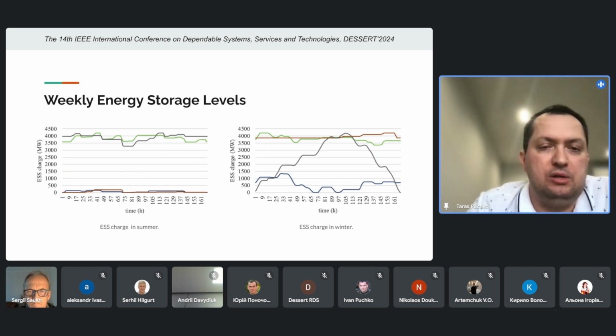Here we have the weekly energy storage trends for the energy storage systems. The graph on the left represents the summer season, while the one on the right shows the winter season. These graphs illustrate how much energy is stored each hour, with the colors indicating different clusters of possible conditions.